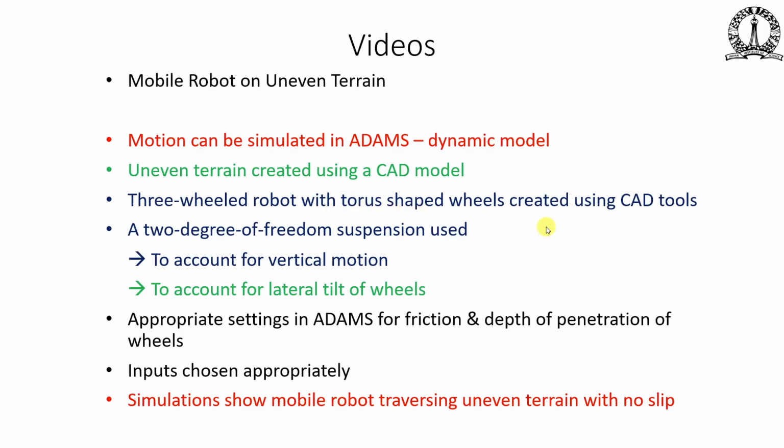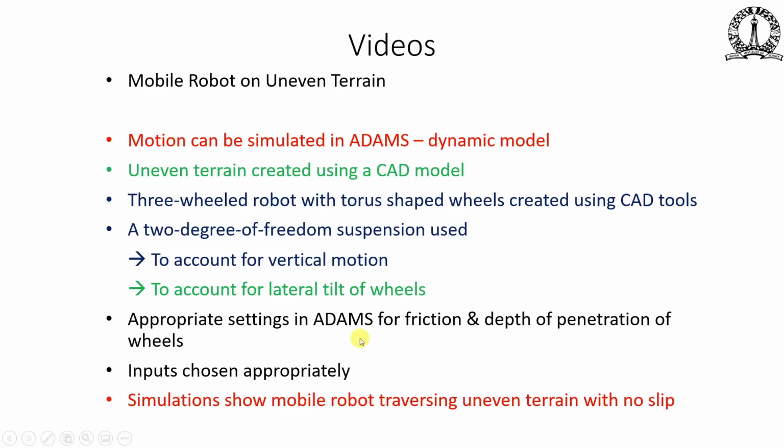Now, in Adams, to connect the two wheels to the body, we need to provide some kind of a suspension. Remember, the wheels can tilt laterally and go up and down. So we need a 2 degree of freedom suspension, and one of my students worked on this, and we incorporated a 2 degree of freedom suspension on this wheeled mobile robot. Basically, 1 degree of freedom is to allow the tilt, and 1 degree of freedom is to account for the vertical motion of the platform and the wheel.